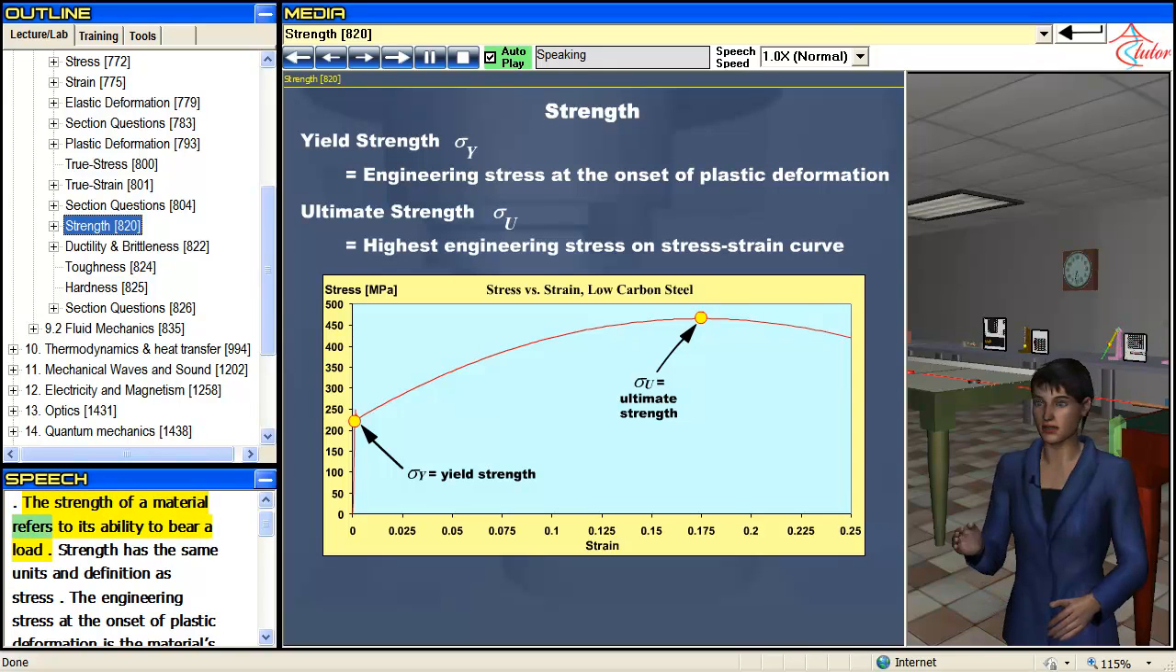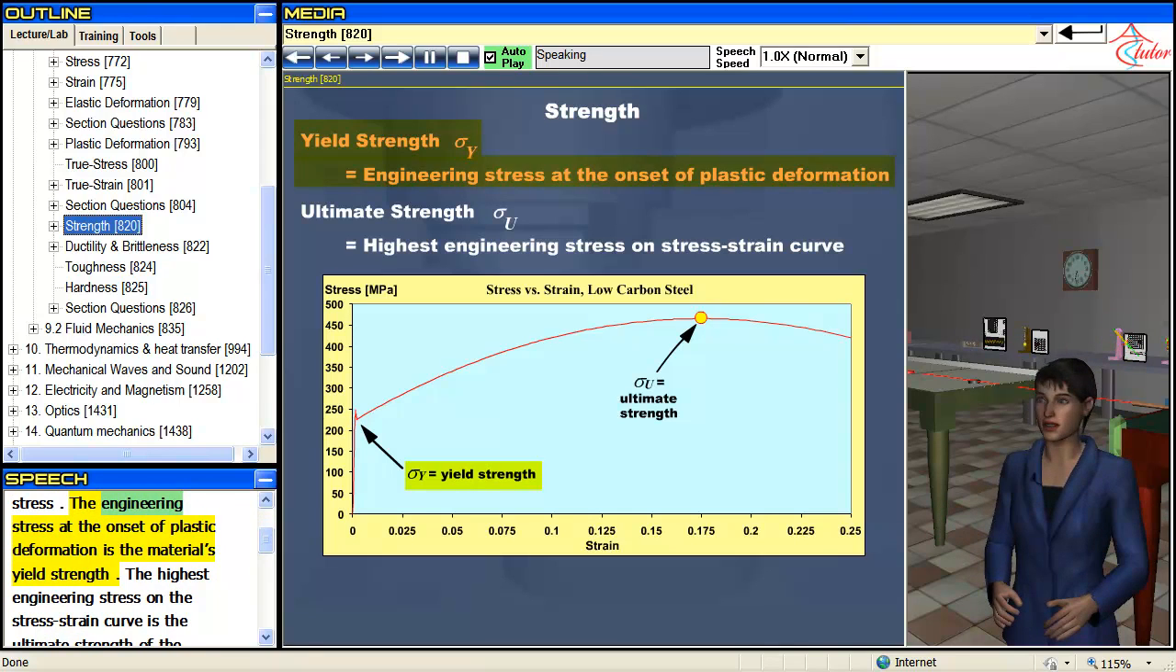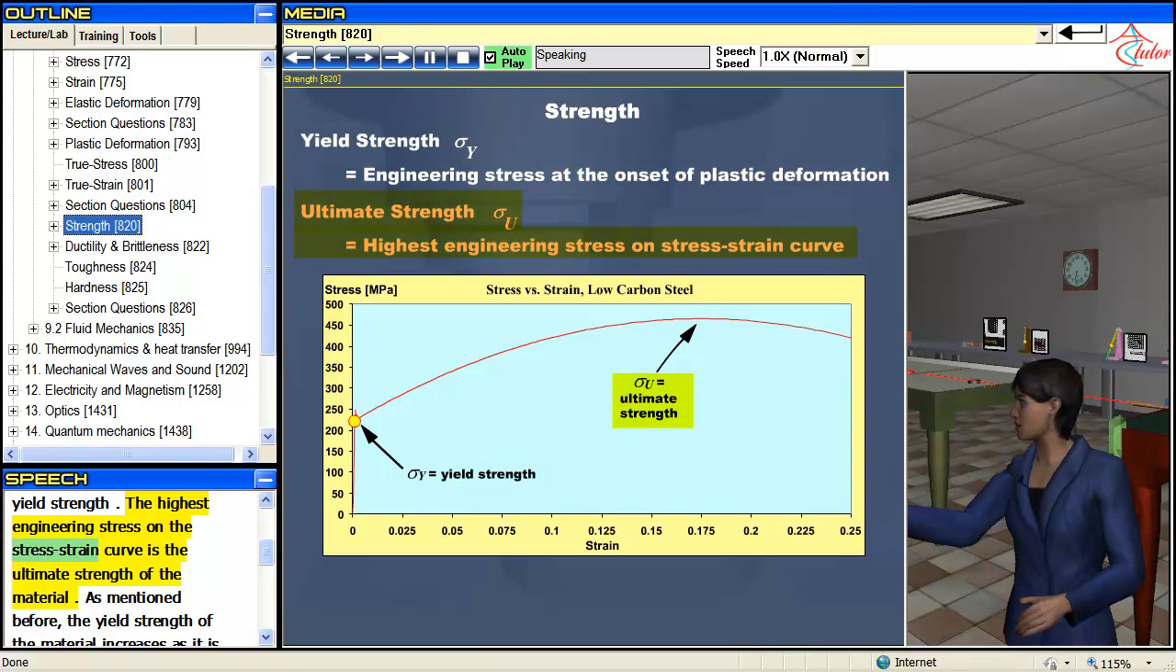The strength of a material refers to its ability to bear the load. Strength has the same units and definition as stress. The engineering stress at the onset of plastic deformation is the material's yield strength. The highest engineering stress on the stress-strain curve is the ultimate strength of the material.